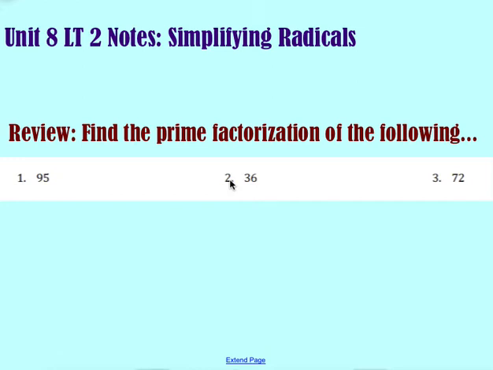We'll be talking about simplifying radicals. When you are simplifying radicals, you're going to have to use this idea of prime factorization that we learned on the previous note video.